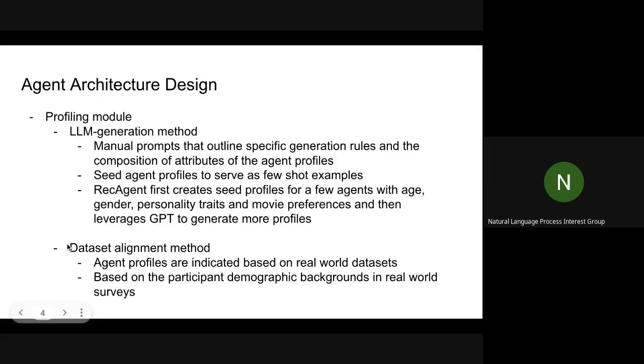And then the last one they mentioned is dataset alignment. So this is if you have a dataset of a lot of socioeconomic data or just profile information about a population, with XYZ criteria, you ask: can you create a lot of agents that match this dataset? So it's just using that to seed your profiles.